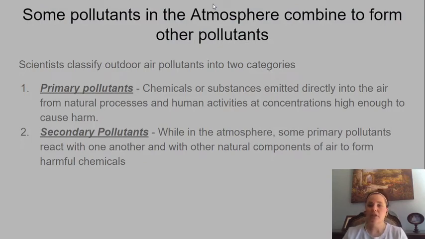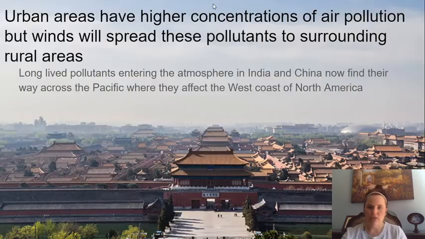Some pollutants in the atmosphere combine to form other pollutants. So, this one's going to be easy. You're going to have to know these for your test, the difference between a primary pollutant and a secondary pollutant. If it is a primary pollutant, it is a chemical or a substance that is emitted directly into the air from natural processes and human activities at concentrations high enough to cause harm. So, that's primary. Secondary, guess what's going to happen? While in the atmosphere, the primary pollutants react with one another or with something else, and they become secondary pollutants. So primaries get together and become secondaries.